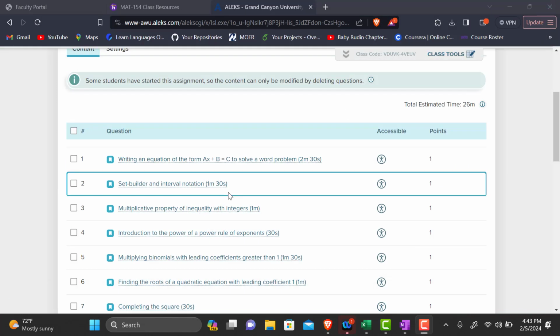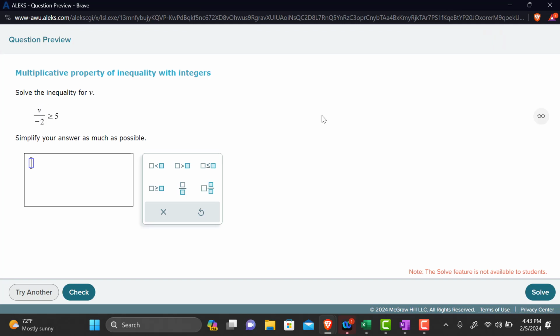All right, let's keep it moving. Number 3. Okay, so I will go over to the whiteboard for this one. It says v divided by negative 2 is greater than or equal to 5. And there's a very basic principle here that we need to remember when we divide or multiply by a negative sign with inequalities.